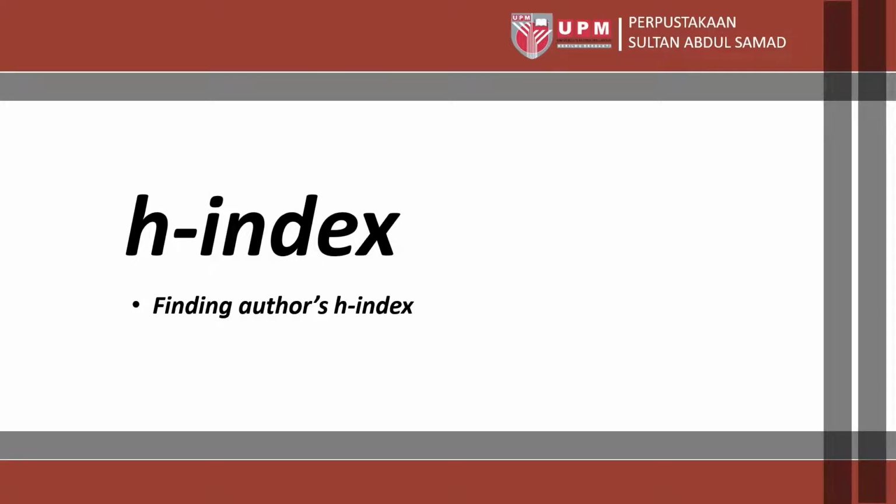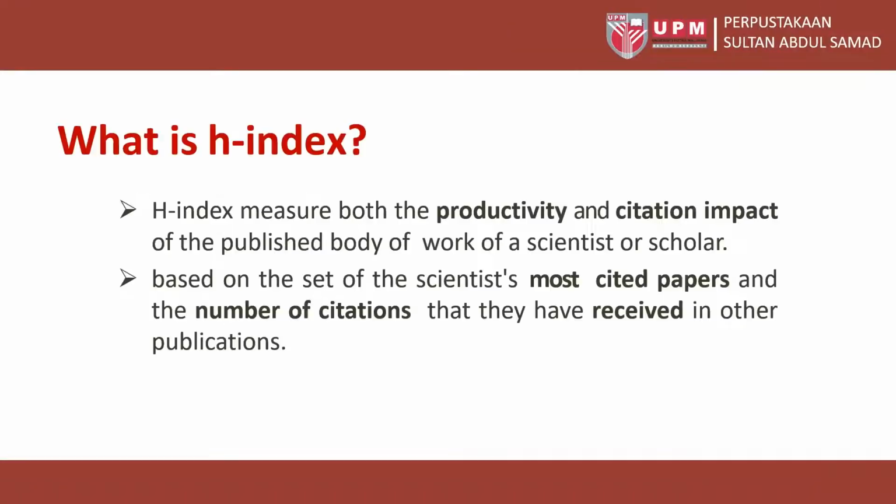H-index. In this video, we will take a look at how to find an author's H-index. What is H-index? H-index measures both the productivity and citation impact of the published body of work of a scientist or scholar. It is based on the set of the scientist's most cited papers and the number of citations that they have received in other publications.